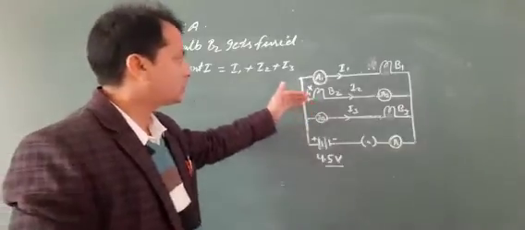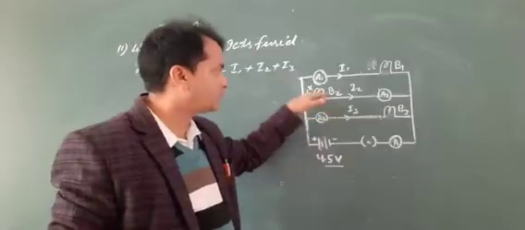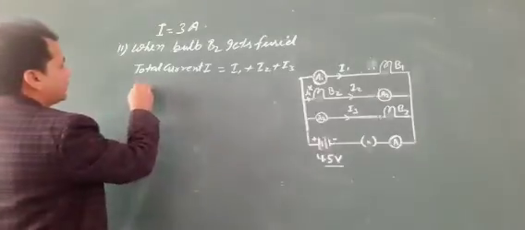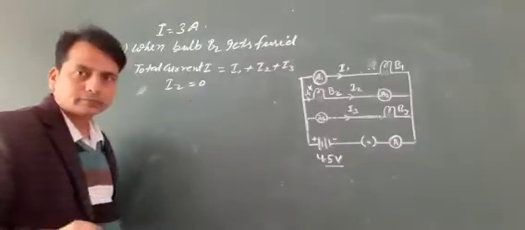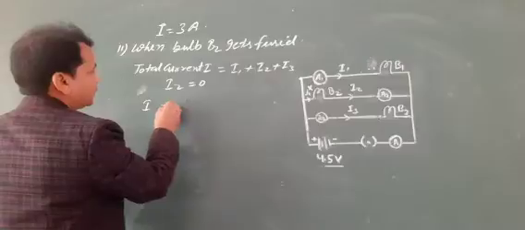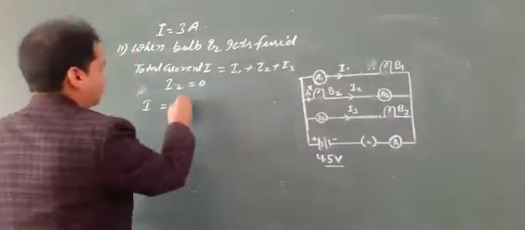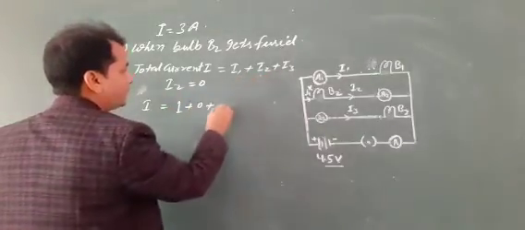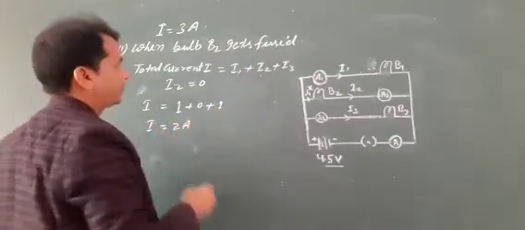So in this path no current flows across B2. Then I2 equal to 0. Then total current I equal to: the value of I1 is 1 ampere, the value of I2 is 0, and the value of I3 is 1. Then I equal to 2 ampere.